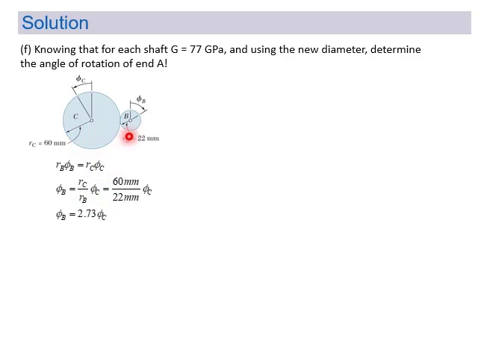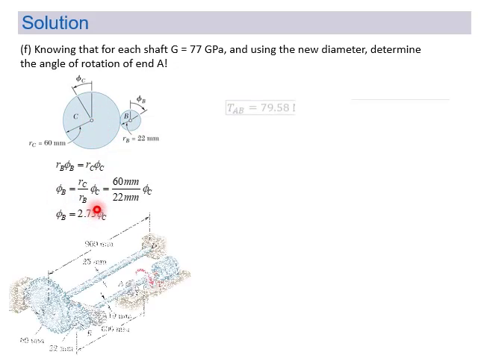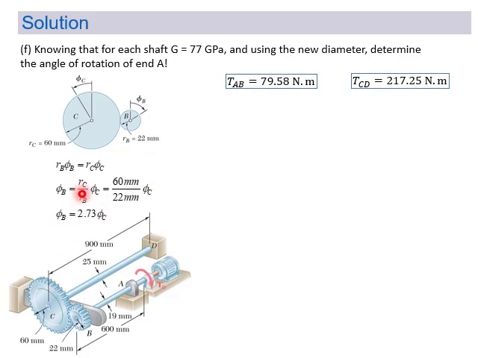Because R_C and R_B have different values, we can define that the rotation angle of gear B is 2.73 times that of gear C. You can check: this is the smaller radius, this is the bigger radius. The smaller radius will move more compared to the bigger radius, so this is okay. We will use the torque values we obtained from the previous problem in order to define the angle of rotation at A.